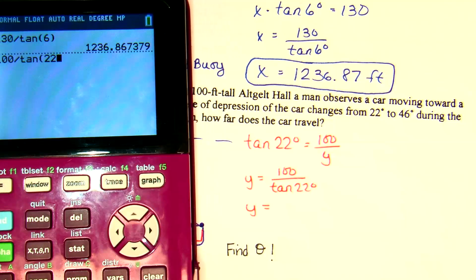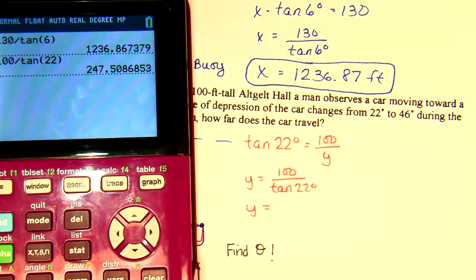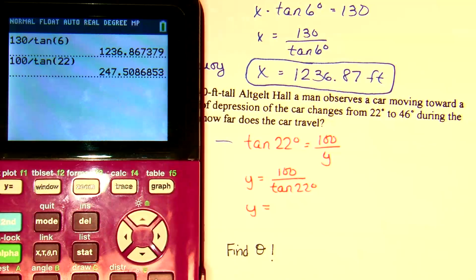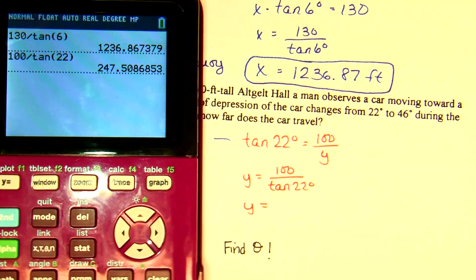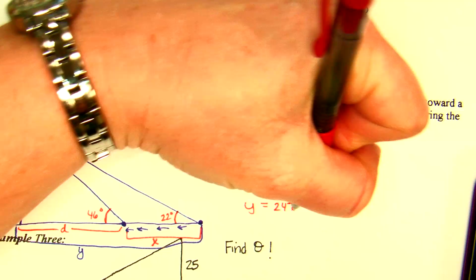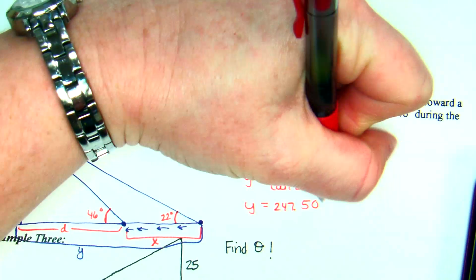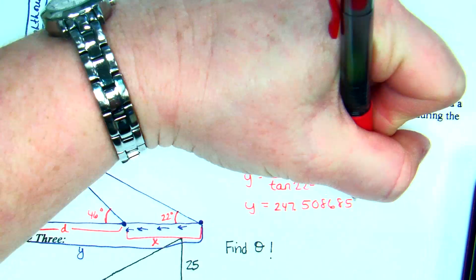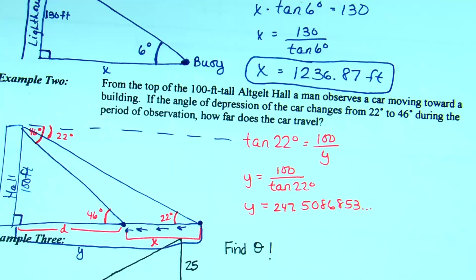Make sure you're in degrees, of course. 100 divided by tangent. Now, honestly, I'm just going to leave that number on my calculator because I can always grab it, right? Now, I am going to write it down so I have it in my notes, but it's 247.5086853. Of course, it wouldn't stop there. That's Y.